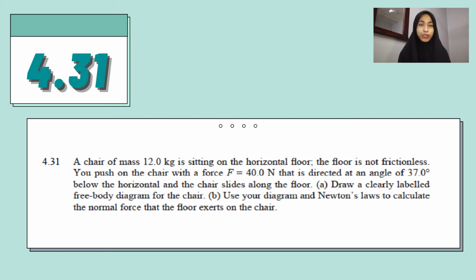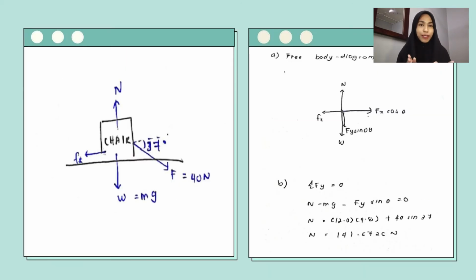From this sentence, we know that we put a force, which is the push force, equal to 40 Newtons onto the chair, directed at an angle of 37 degrees below the horizontal. The first question asks us to draw a clearly labeled free body diagram for the chair. Before we draw the free body diagram, I think it is easier to draw all the forces exerted on the chair using the information given. As you see in the slide, I drew something that looks like a chair. The push force that we put on the chair is 37 degrees below the horizontal.